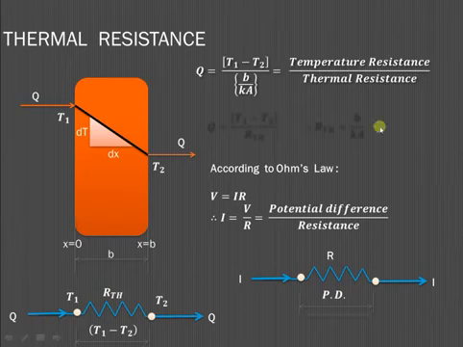Already we have derived the equation, that is Q is equal to (T1 minus T2) divided by (B upon kA). So compare this equation with this particular equation. So heat flow is analogous to current flow. Temperature difference is analogous to potential difference. And this term will be analogous to resistance. So B upon kA, that term is known as the thermal resistance for the slab. So in this way, we can say that RTH, that is the thermal resistance, is B upon kA, where B is the width of this particular slab, k is the thermal conductivity of the material of the slab, and A is the cross-sectional area through which the heat flow takes place.